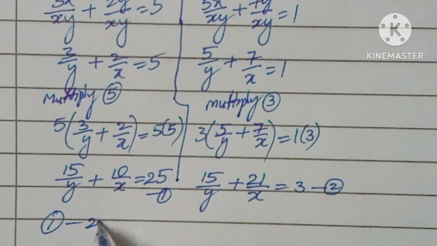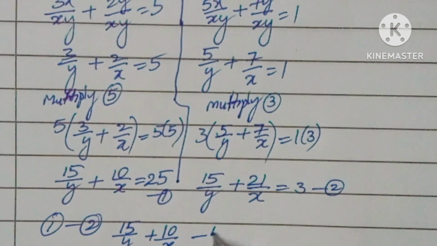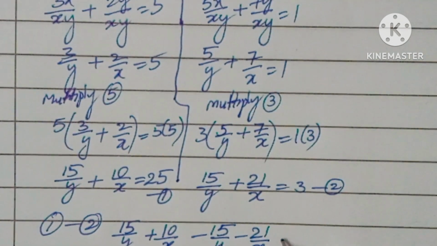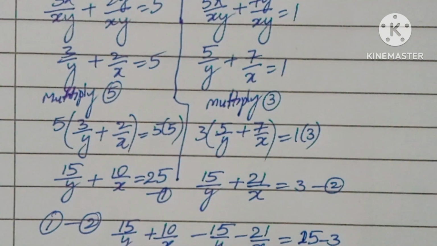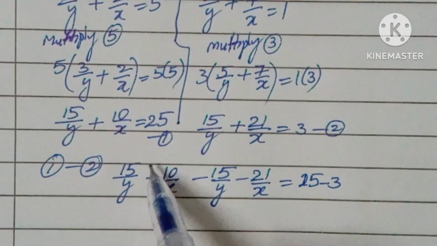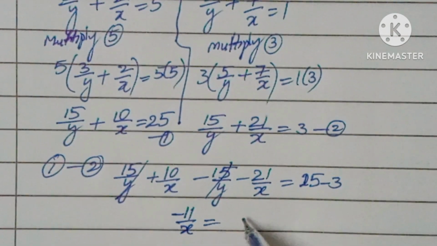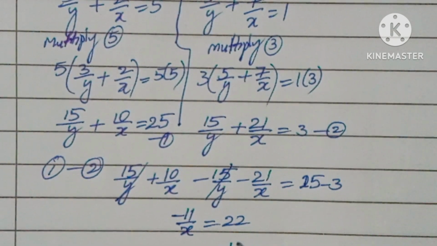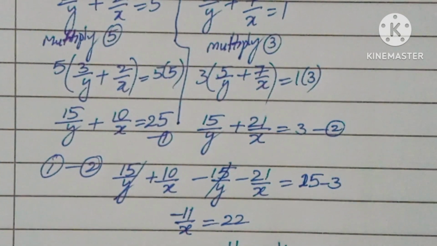So subtracting 1 and 2: 15 by y plus 10 by x minus 15 by y minus 21 by x is equal to 25 minus 3. 15 by y cancel. Minus 11 by x is equal to 22. x is equal to minus 11 by 22. We are getting minus 1 by 2.